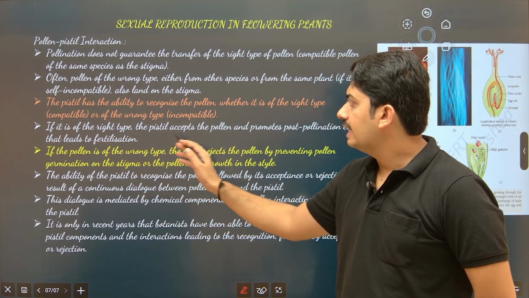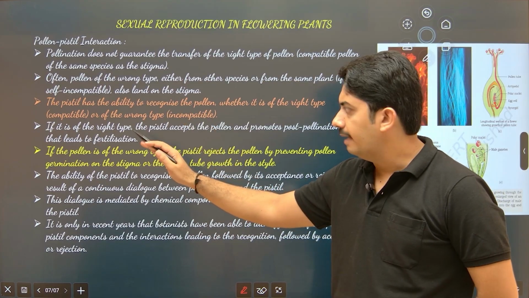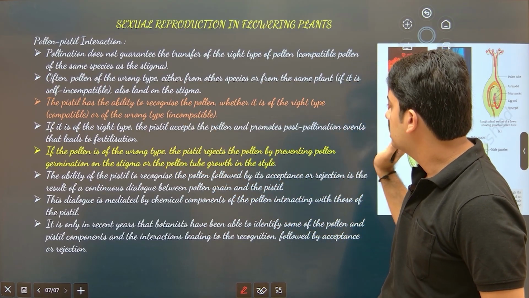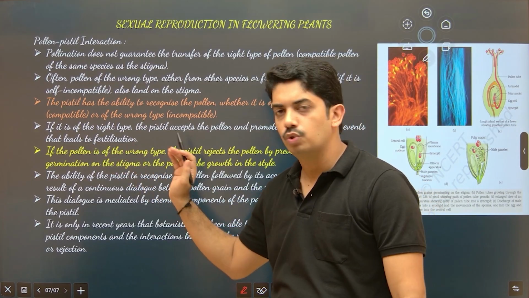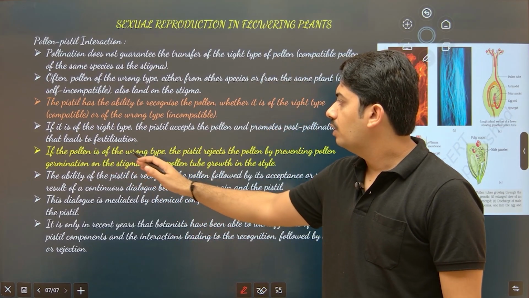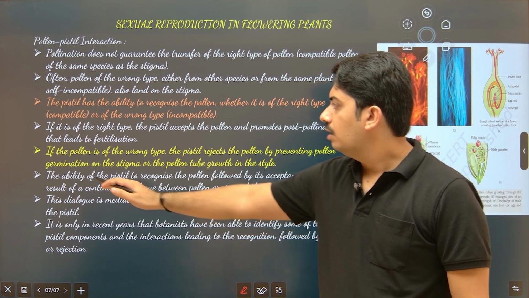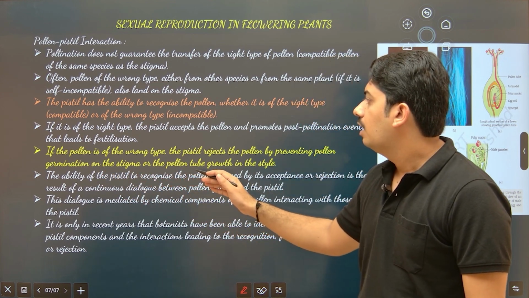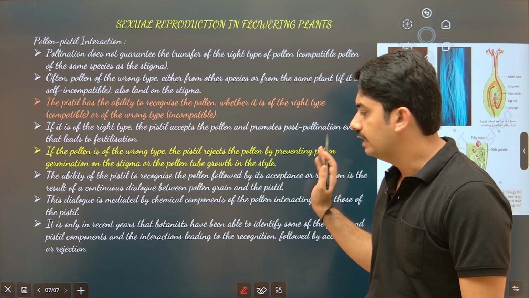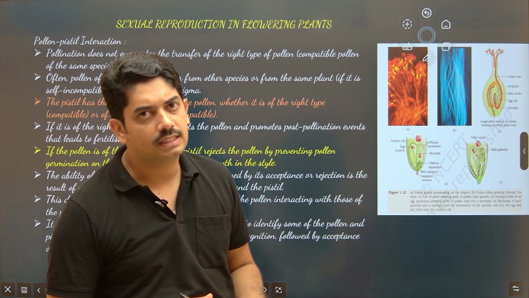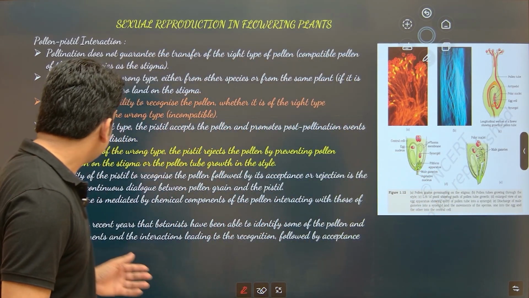If it is the right type, the pistil accepts the pollen and promotes the post-pollination events that end in fertilization. If the pollen is of the wrong type, the pistil rejects the pollen by preventing pollen germination on the stigma or pollen tube growth in the style. The wrong pollen grains are deposited on the surface of the stigma, then they are rejected.